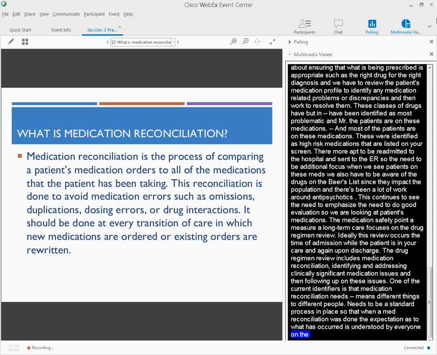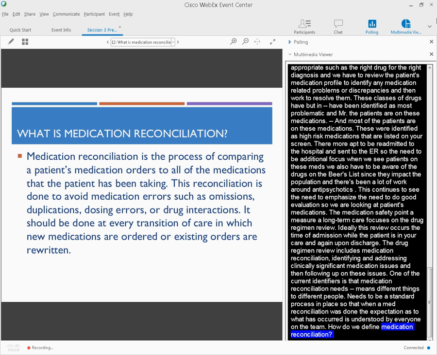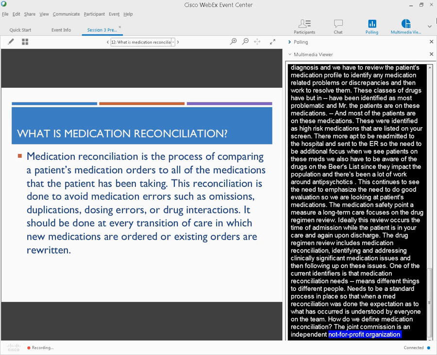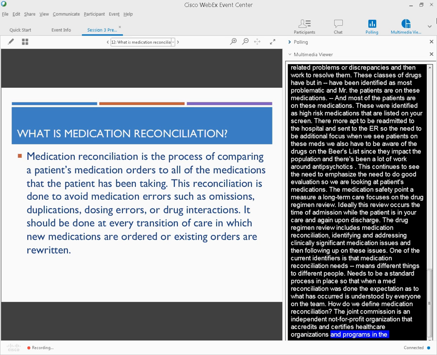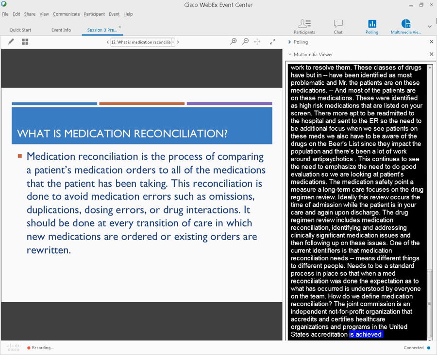So how do we define medication reconciliation? The Joint Commission is an independent, not-for-profit organization that accredits and certifies healthcare organizations and programs in the United States. Accreditation is achieved when the organization has demonstrated meeting the performance standards for quality.